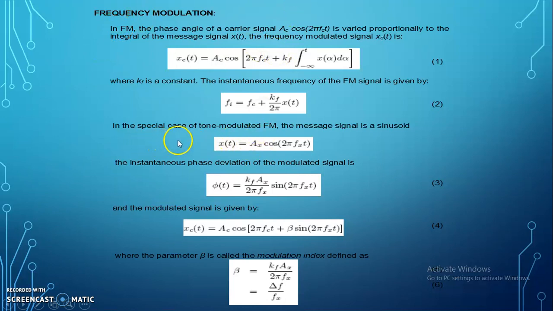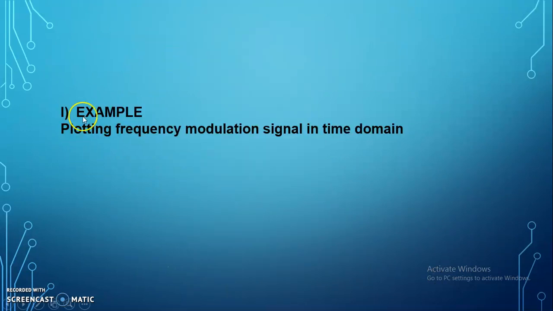In this special case, the tone modulated FM, the message signal is sinusoidal, which is given in this formula. There are various formulas given here, and the beta parameter is an important factor in frequency modulation. The example is the plotting of the frequency modulation using the time domain.